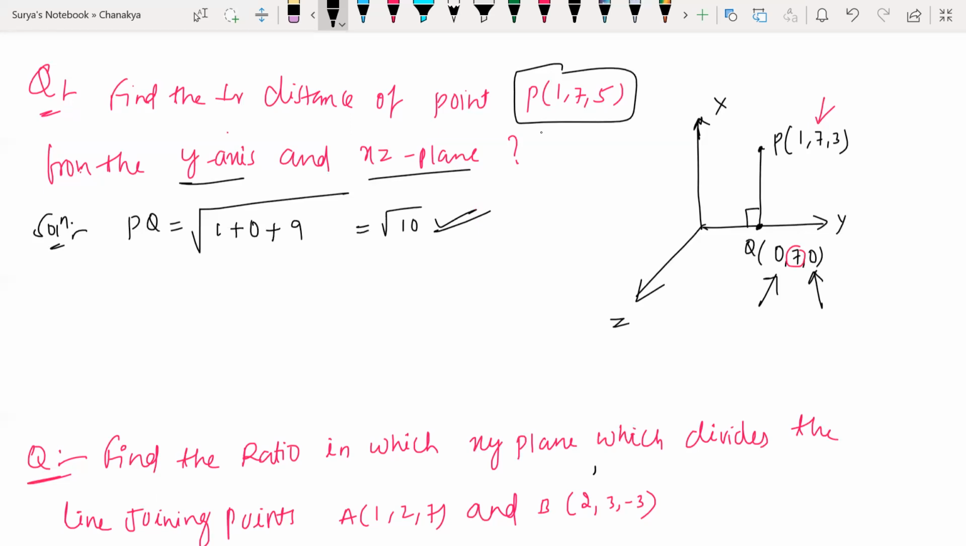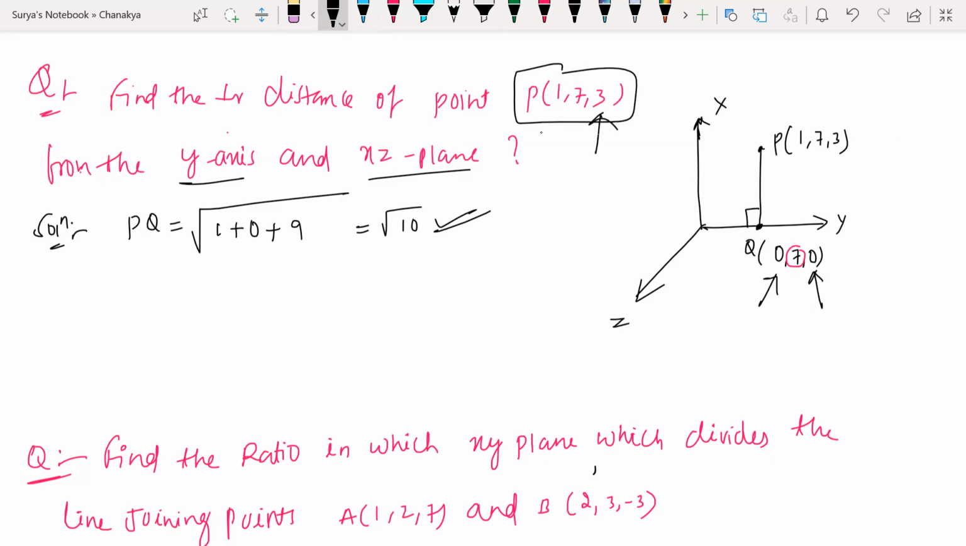Hope it is clear. These are the basic questions you need to understand. Without these basic questions, you can't go for the big questions. But in the question you gave 5, sir. (1, 7, 5). I wrote 3 here. Sorry, my bad. If you take 5, then that might be root 26. If you take 5, your answer might change. I took 3 here, so you consider 3. Take the z coordinate as 3.